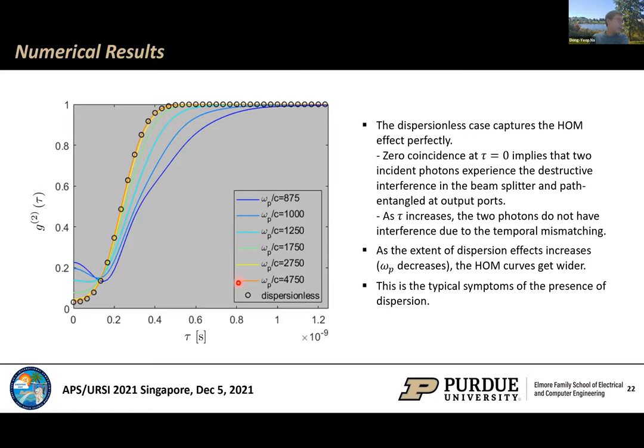And if we start considering the effect of dispersion, then you can see that as the extent of dispersion increases, this G2 has slightly larger values against zero. Then it also has a wider width of the Hong-Ou-Mandel curve. That is a typical symptom of the dispersion effect, making the quality factor lower. So it coincides with that argument.